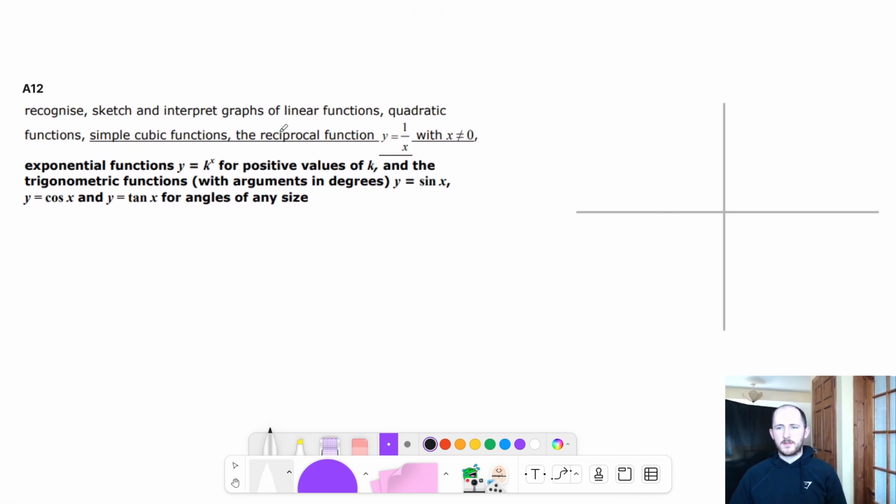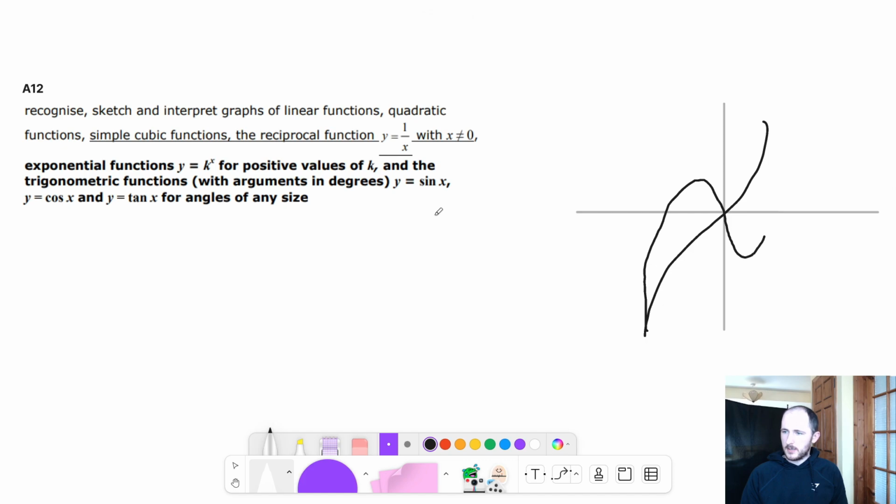Recognize, sketch and interpret graphs of linear, quadratic, cubic and reciprocal functions. So if we go through this, linear you should recognize is just any straight line graph. Quadratic is either a happy face, so a U shape, or a sad face, an N shape. But these other ones you might not have seen before. So a simple cubic will look something along the lines of this. You may also have something that looks a bit more humpy.